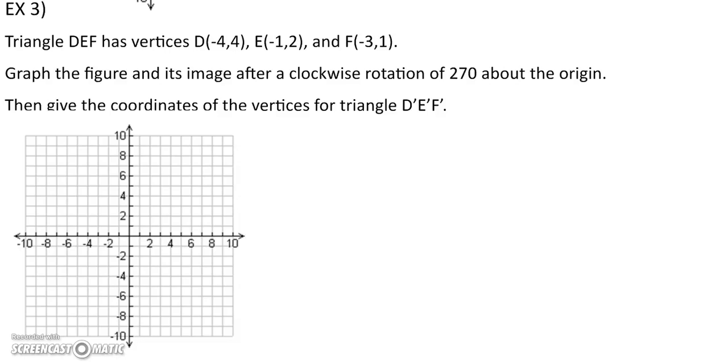Final example. Example 3, triangle DEF has vertices D, E, and F. Graph the figure and its image after a clockwise rotation of 270 degrees about the origin. Then give the coordinates of the vertices for the triangle. And this notation is actually incorrect.